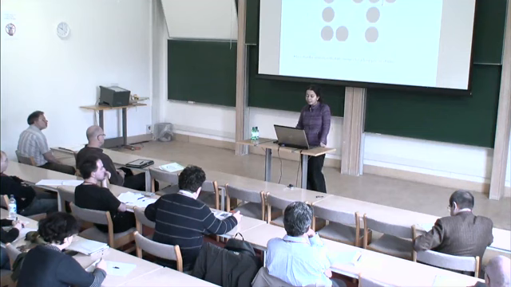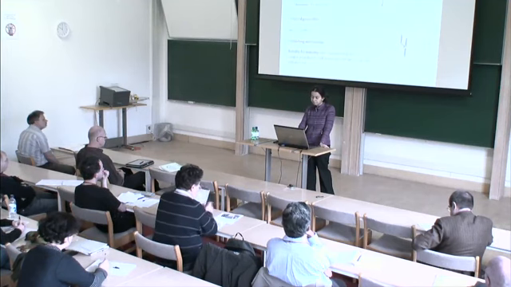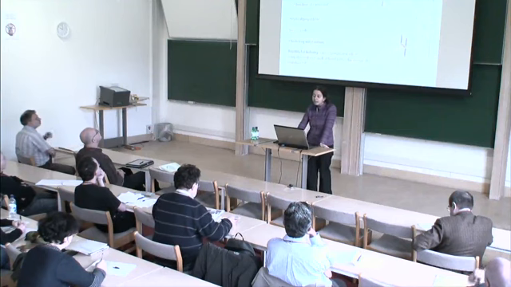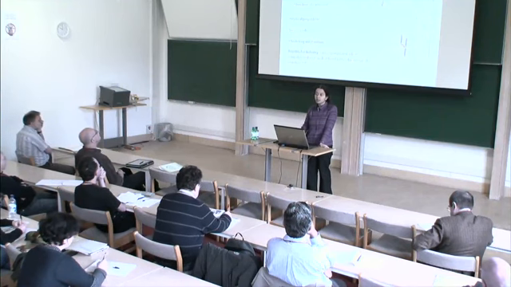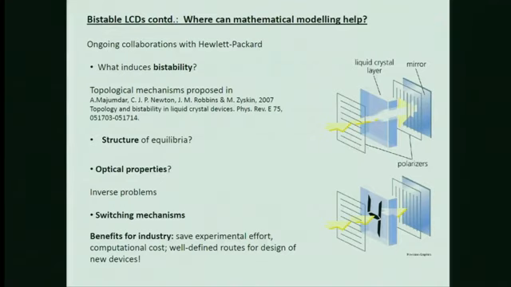And most of the work that I do in this area is motivated by the mathematical and the numerical modeling of bistable LCDs. So the question then is, how can mathematical modeling help in bistable display design? The first point to make here is that bistable displays typically use a combination of a complex geometry, a micro-pattern geometry and complex boundary conditions to stabilize multiple optical contrasting states.